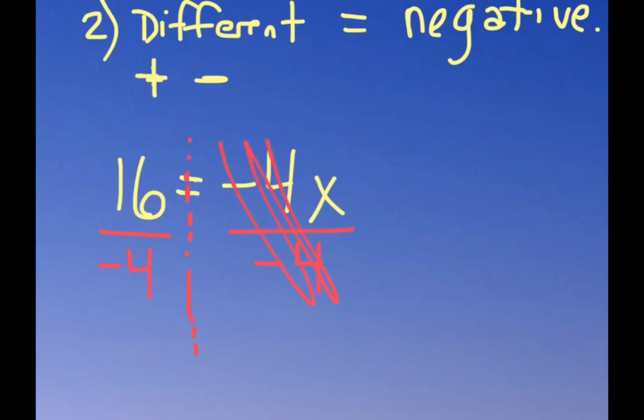Now these will cancel out, and we'll be left with x equals 16 divided by negative 4. Now I know that 16 divided by 4 is 4, and since we're dividing a positive by a negative, those are different signs, so our answer will be negative. So x would be negative 4 in this case. And again, we can double check. If I replace x up here with a negative 4, our equation would be negative 4 times negative 4, which is indeed positive 16. So we know we've got the right answer.